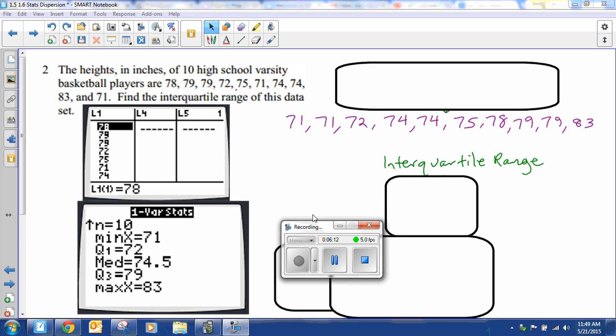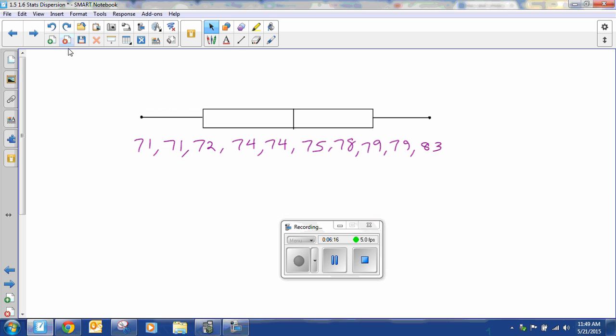Now, the old way to do this would be to list all these heights from least to greatest order, and find the middle number, the median. Since we have 10 numbers, there is no middle number. So the middle number is actually the average of the two middle numbers. So the median would actually be 74.5. That is the median.